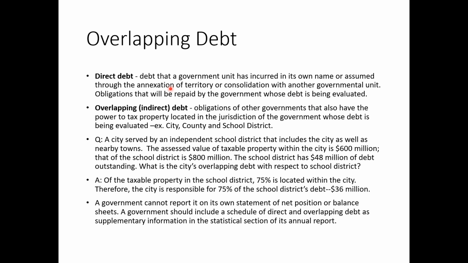In simple words, this is the debt that I borrow, I use. That's direct debt. I borrow, I pay for it. But we also have overlapping or indirect debt. These are obligations of other governments that also have the power to tax property located in the jurisdiction of the government whose debt is being evaluated.